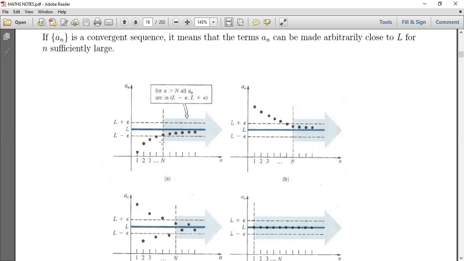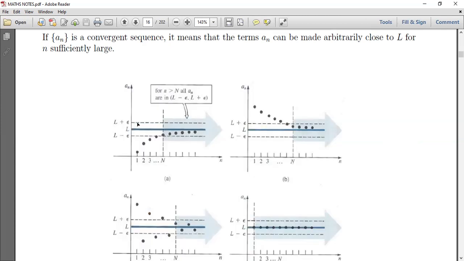Our capital N here is now here, such that a n minus L is all less than epsilon for n greater than N. So from this N, going upwards up to infinity, the a n, the dots, minus L are all less than epsilon, because epsilon is this distance from our limit L up to here, and L plus epsilon is from this line to the dotted line.